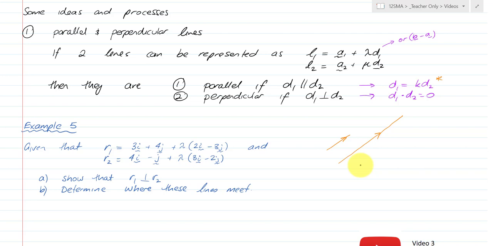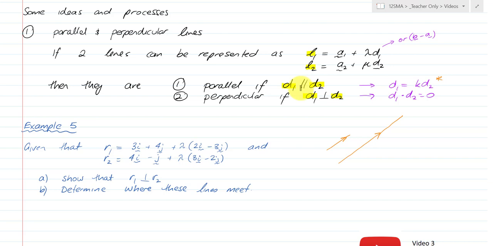Of course, D1 is perpendicular to D2 if D1 dot D2 equals 0. The most important thing here, though, is you'll note that we're dealing with D1 and D2. We're not dealing with L1 and L2 or R1 and R2, and we've completely ignored A1 and A2. That's because in this case, we're talking about parallel and perpendicular vectors, so we actually only care about the direction. So we pull the direction vector out and we look at how those direction vectors interact with each other.